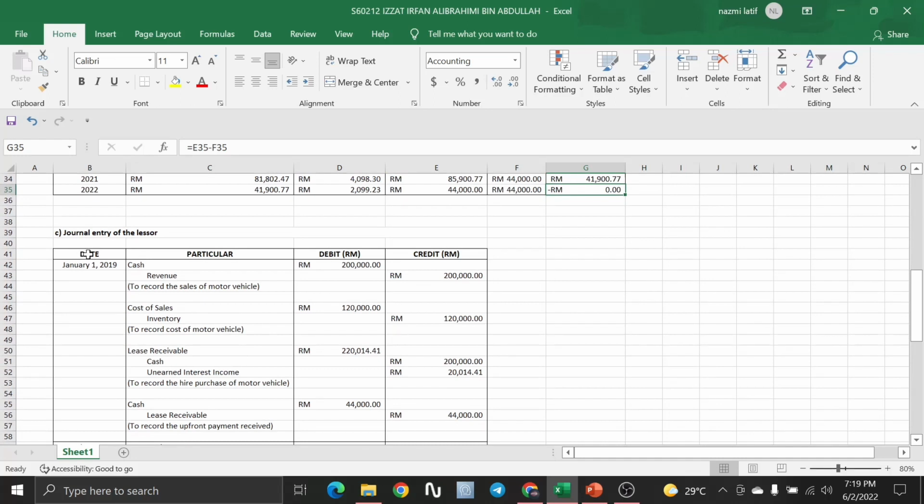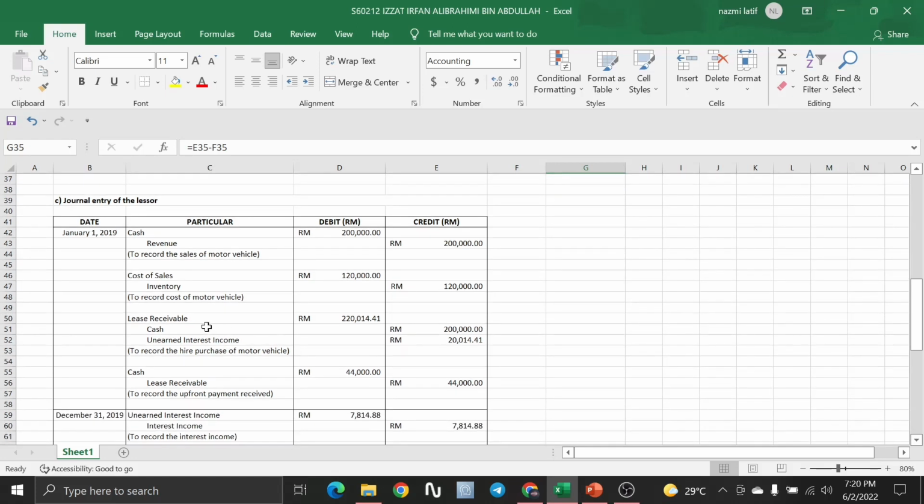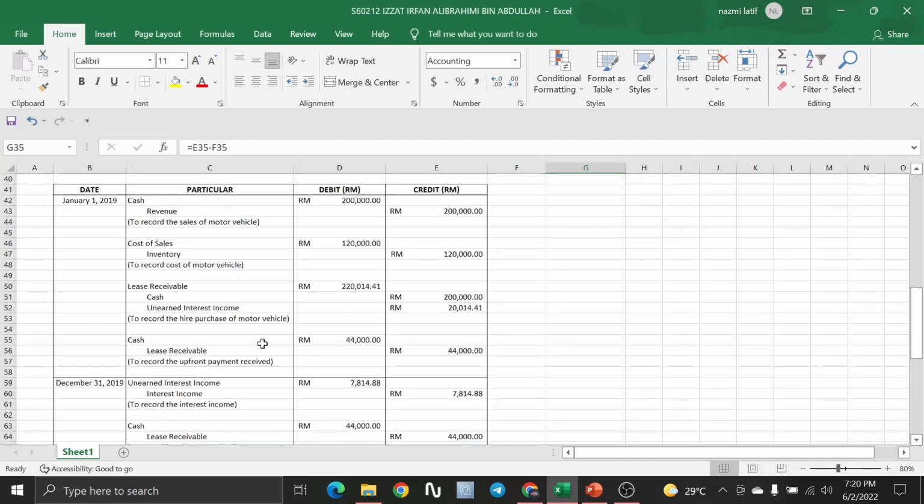Next, the last question, journal entry of the lessor. 1st January 2019, debit cash RM200,000, credit revenue RM200,000, cost of sale debit RM120,000, inventory credit RM120,000, lease receivable debit RM220,014.41, credit cash RM200,000, unearned interest income credit RM20,014.41, debit cash RM44,000, credit lease receivable RM44,000.